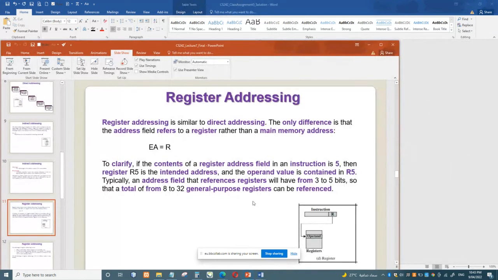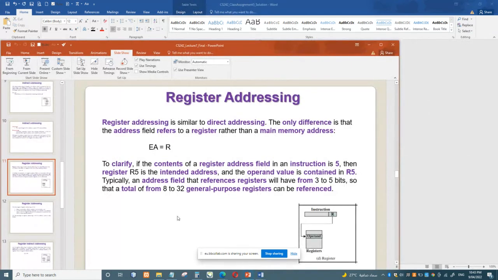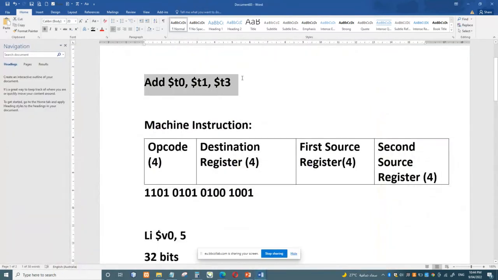Sir, can you repeat again? Yes. Register addressing is very simple. In register addressing, we specify the register which is containing our operand. Now, how are we going to specify our register? We can specify the number. That is exactly what I said: this is a complete register addressing, because all your operands are in registers.